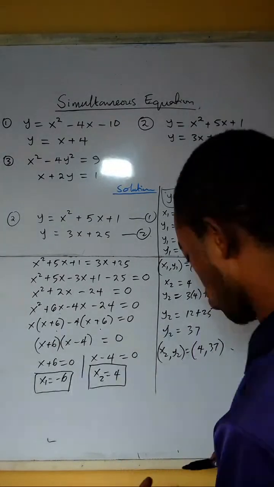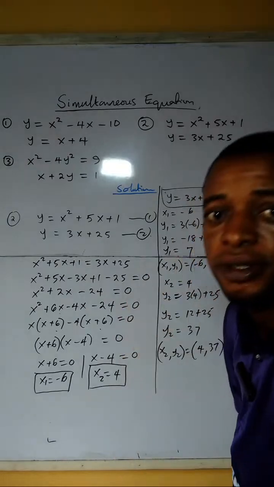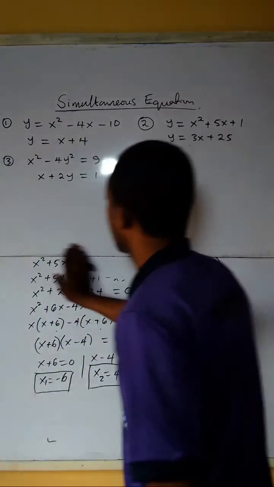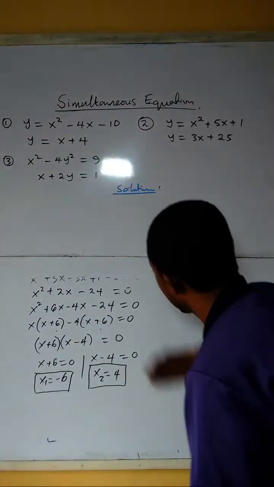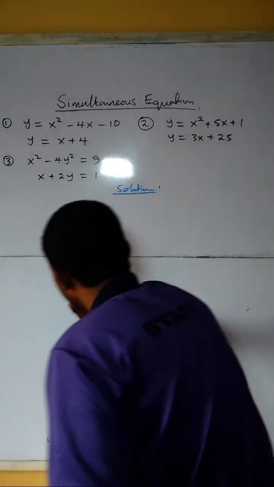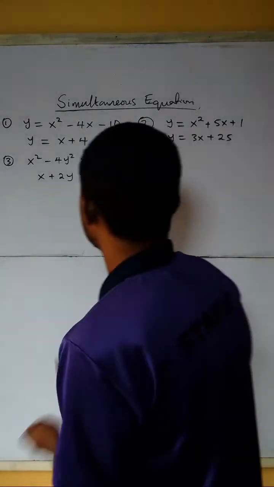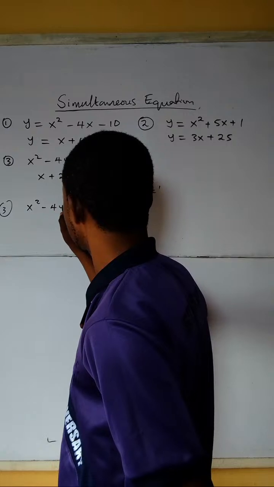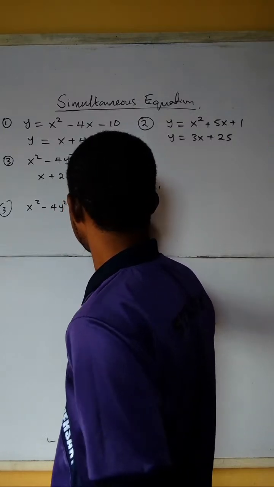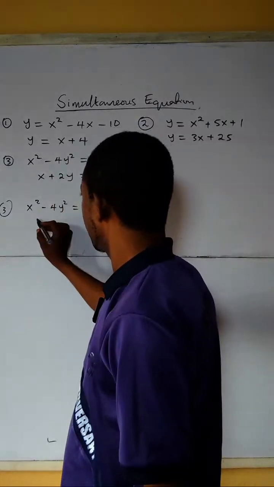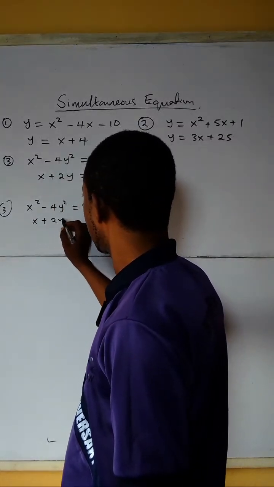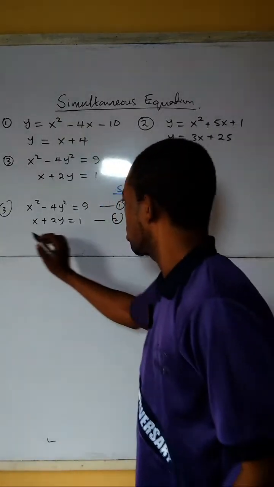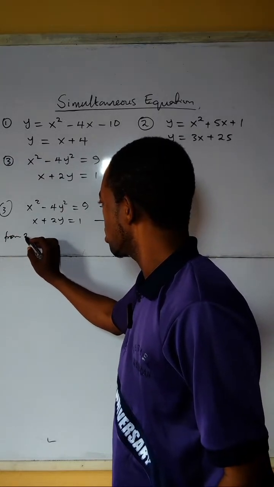Then let's solve the third question. From what we have in question 3, we have x squared minus 4y squared equals to 9. We can call this equation 1. And then here we have x plus 2y equals to 1. Call this equation 2. Now from equation 2, we can make x the subject of the formula.